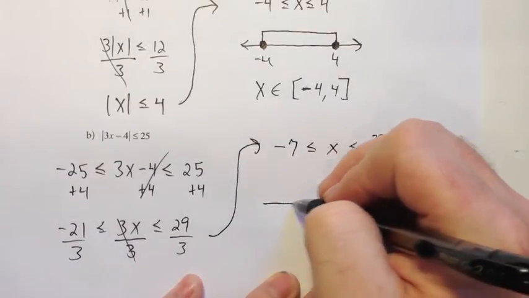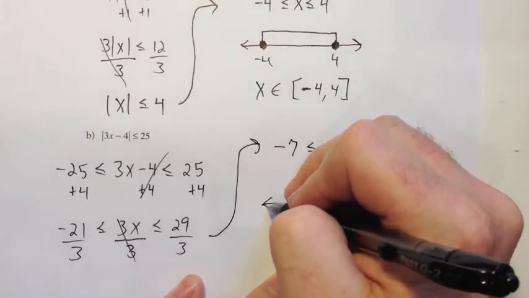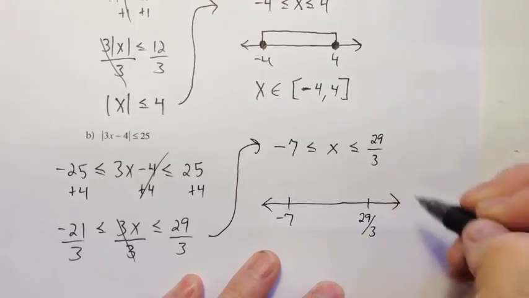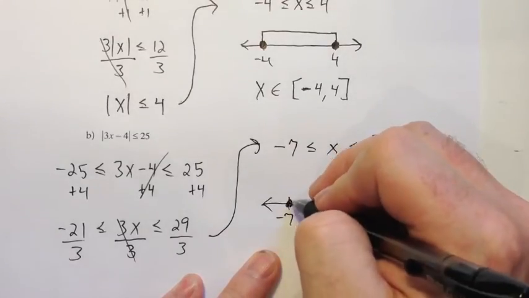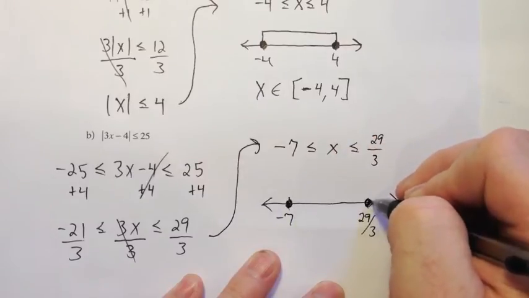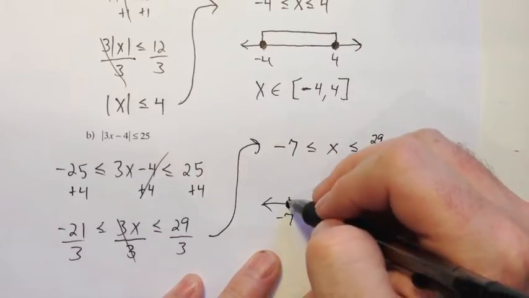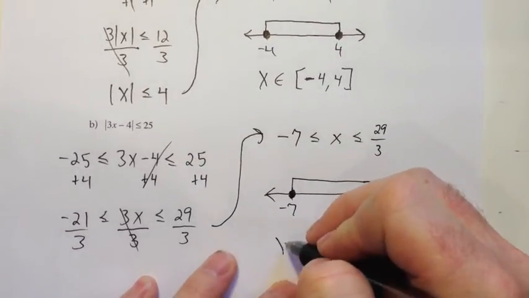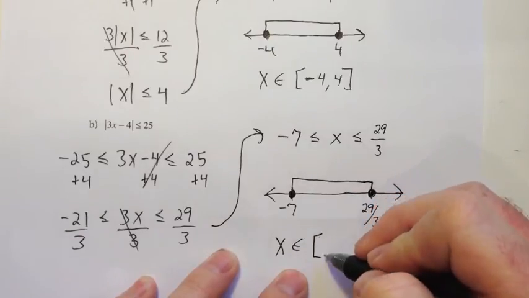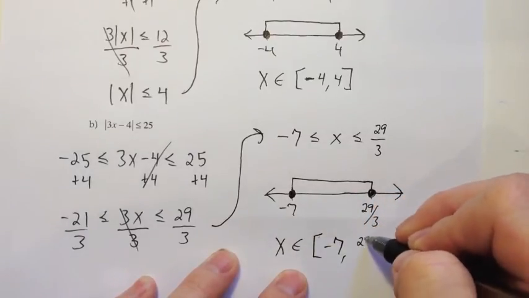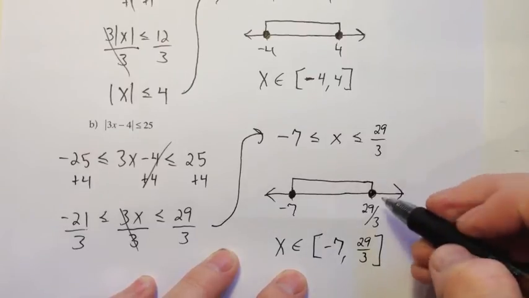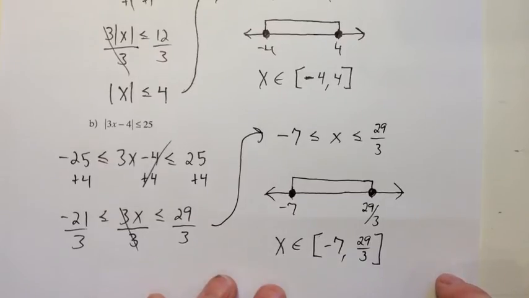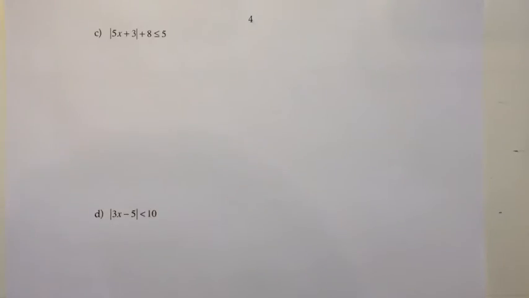And then when I go to graph it, we have a more complicated number, but when I do my graphs I just show the two boundaries, whatever they are, even if it's 29/3. The or equals are there, so I'm going to do solid circles again. And then x is in between, so my graph would go in between. And then finish it off by writing interval notation, so x is an element of the interval that goes from negative 7 to 29/3. And square brackets because of the solid circles, which came from the or equal being part of the original inequality. Alright, let's finish up with a few final examples.